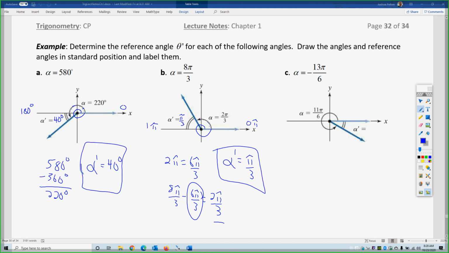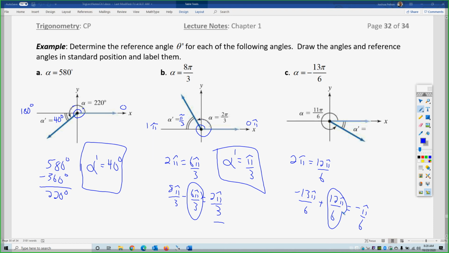Okay, we'll do a negative one now. So it's in sixths, right, in radians. So 2 pi in terms of sixths is 12 pi over 6. That is 2 pi. So if I take negative 13 pi over 6 and add 12 pi over 6, I'm going to get negative pi over 6. Okay, which means I went around the circle once, plus another sixth. But I'm going negative.